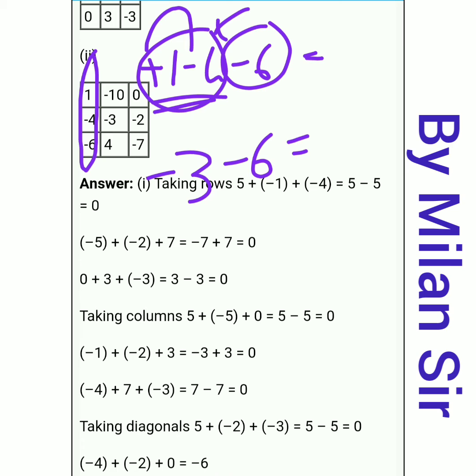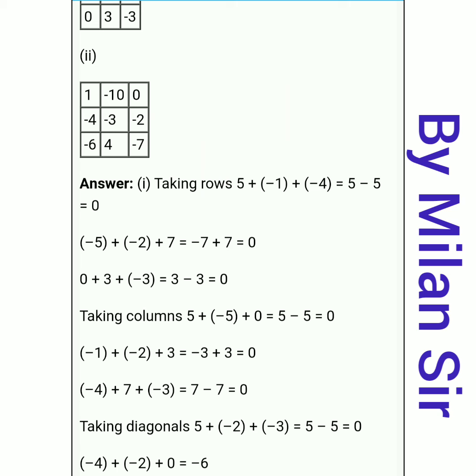Okay, now we need to solve these two numbers. Minus 3 minus 6. Now here minus minus plus. 6 plus 3, 9. Big number 6 has a negative sign, so here negative sign. So our answer of the first column is minus 9. Okay, then second column, minus 10 minus 3 plus 4.